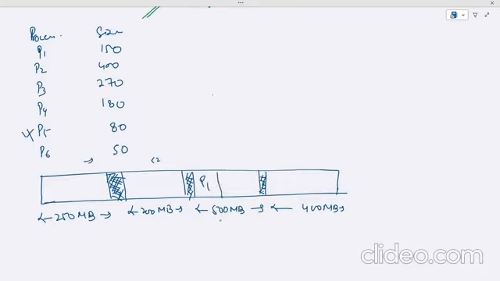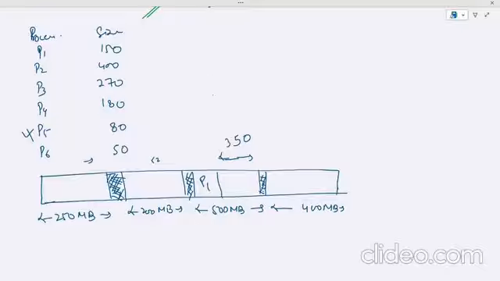150 needed, so we put it in the 500. So a lot of space is left here. And the space left is what? 500 minus 150, so 350 MB of space is left.